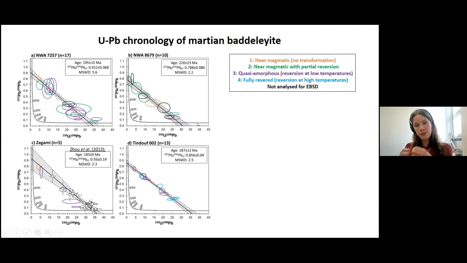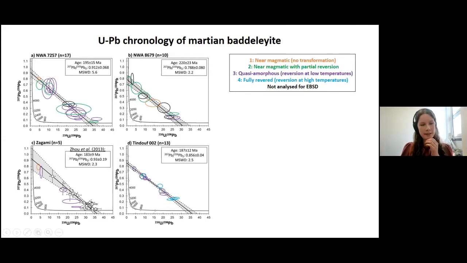And in fact, the spread that we see along the discordia is simply overlap with surrounding phases when we date these using the SIMS. We have to use a 5 micron focused ion beam, and particularly within those basaltic shergottites, they can be a little bit smaller than that. So yeah, that's where we're at.